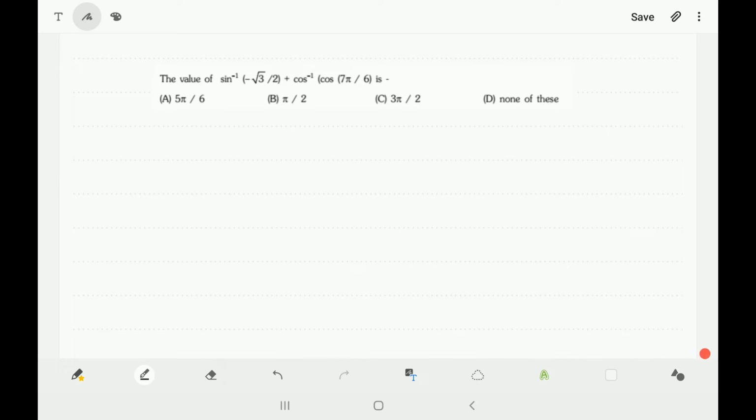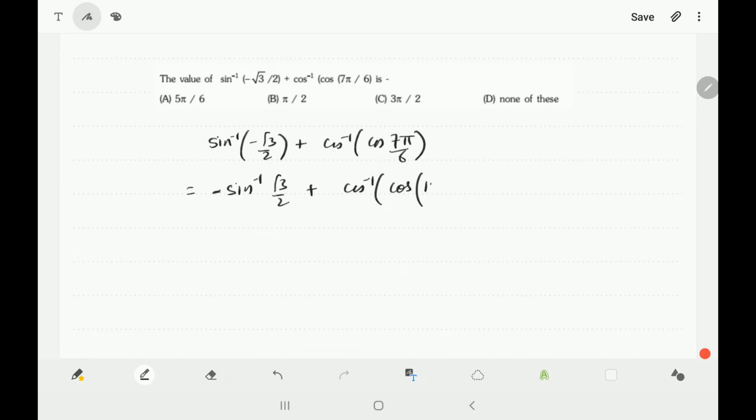In this problem, we have to find the value of sine inverse of minus root 3 by 2 plus cos inverse of cos 7 pi by 6. Sine inverse of minus x is minus sine inverse x. So I'll write this as minus of sine inverse root 3 by 2 plus cos inverse of cos 7 pi by 6, which can be written as cos of pi plus pi by 6. Now this value will become minus of 60 degrees, because sin 60 is root 3 by 2, so minus pi by 3, plus cos inverse of cos of pi plus pi by 6, which is in the third quadrant, so this value will be minus cos pi by 6.